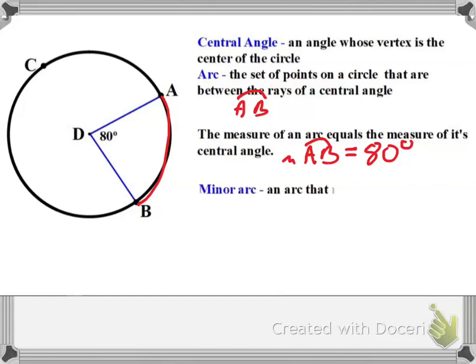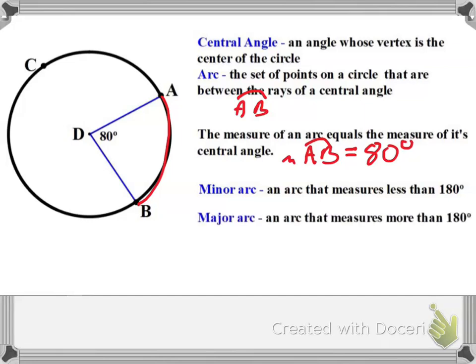Now, the next thing. There are different kinds of arcs. You have minor arcs. This is an arc that measures less than 180. Arc AB has a measure of 80 degrees, so arc AB is a minor arc. A major arc would be an arc that measures more than 180. If you have a major arc, you have to be a little more specific in the naming. Arc AB is a minor arc, but what if we go the other way? What if we go this way here?